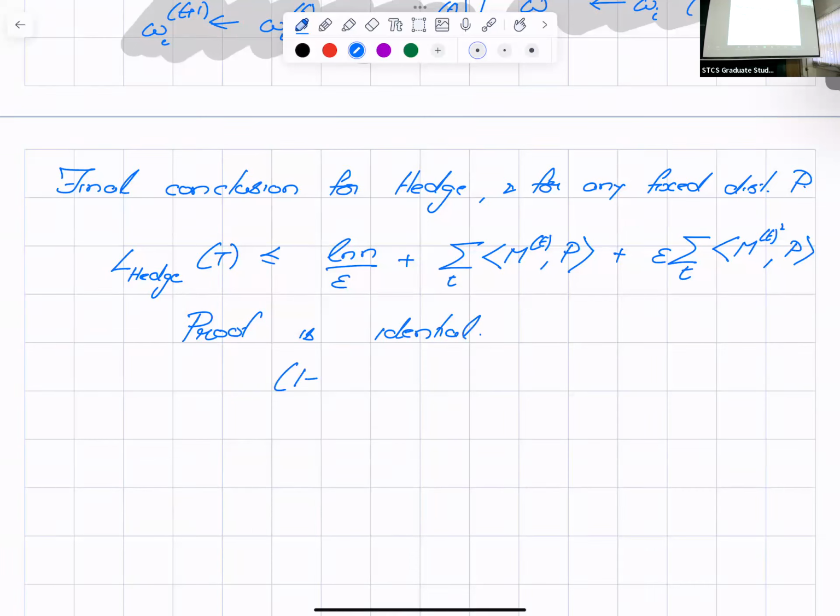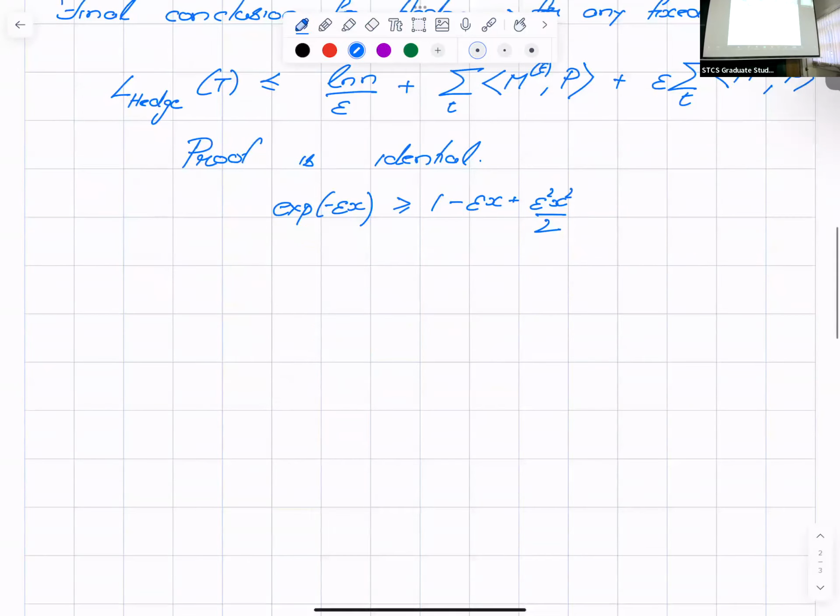Except I think in one place we'll use the fact that e power minus epsilon x is less than or equal to 1 minus epsilon x. Sorry, e power minus epsilon x. We will use this fact somewhere along the proof. Otherwise, the proof is identical.